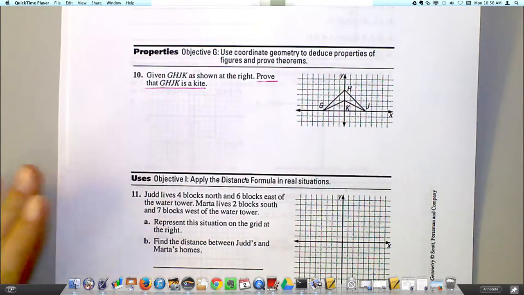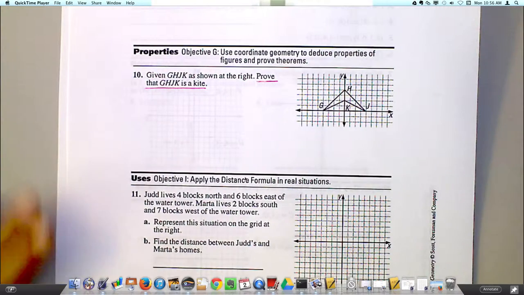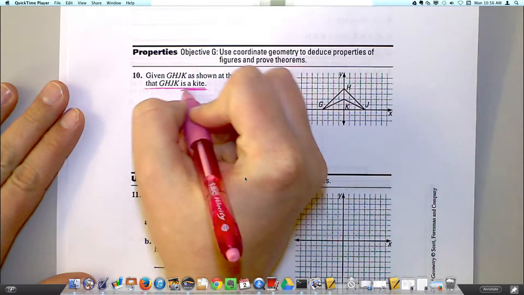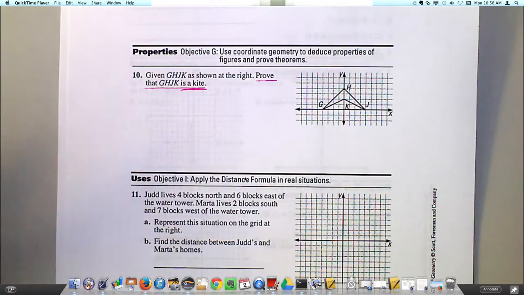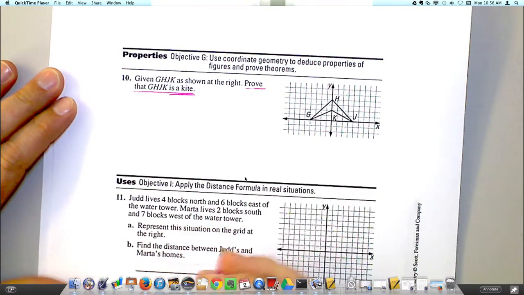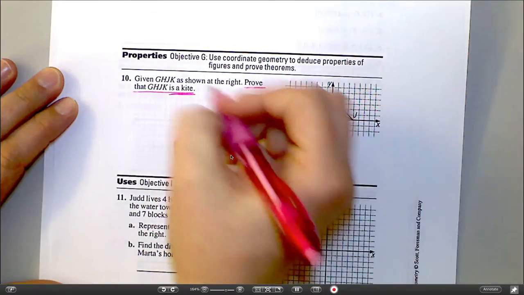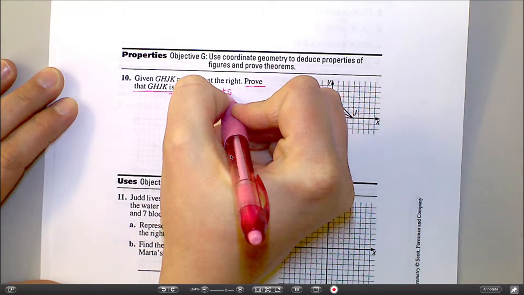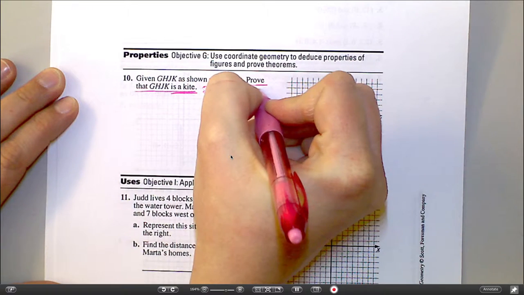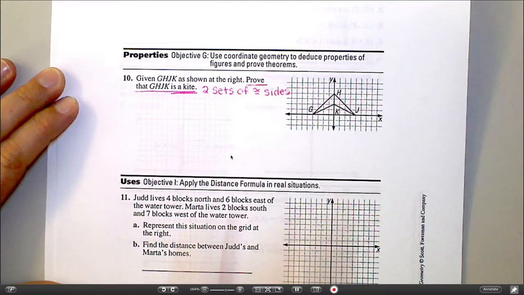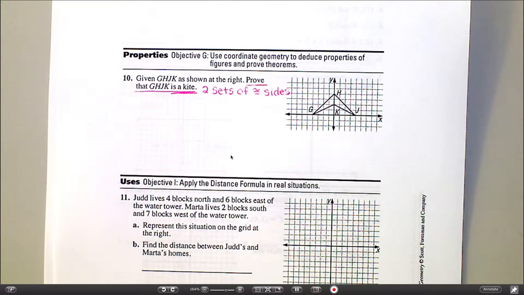Okay? So when you're starting a proof, what I want you to think about is what you're trying to prove. I want to prove that something is a kite. Well, what does it mean for something to be a kite? The definition of kite is a quadrilateral with two sets of consecutive congruent sides. So somehow in my proof, this is what I need to show, that my quadrilateral has two sets of congruent sides. Okay? Slope is not going to help me with that.